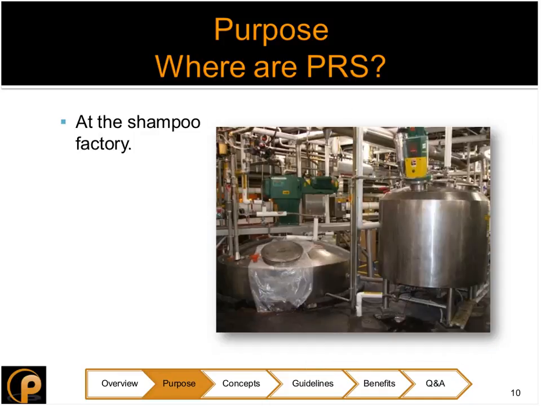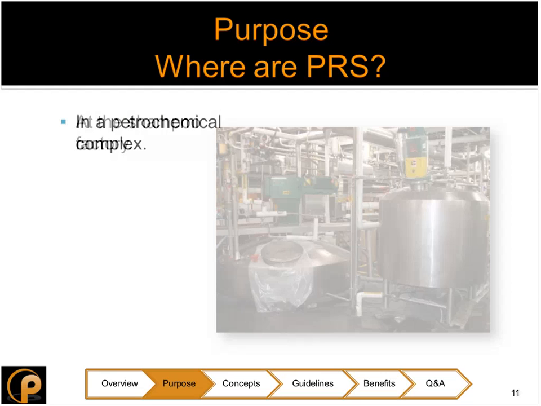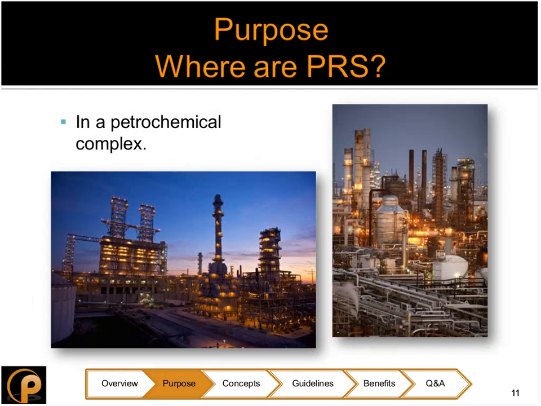You'll find pressure relief systems in a shampoo factory. Like I said, you'll certainly find them in a petrochemical complex. Each of these pictures likely contains dozens, if not hundreds, of pressure relief system components, including valves, flare subheaders, and flare stacks.